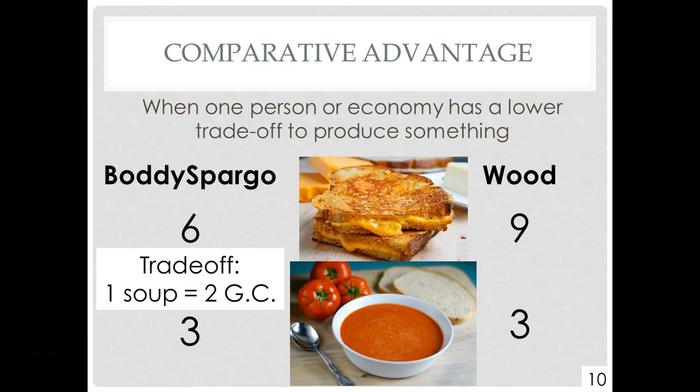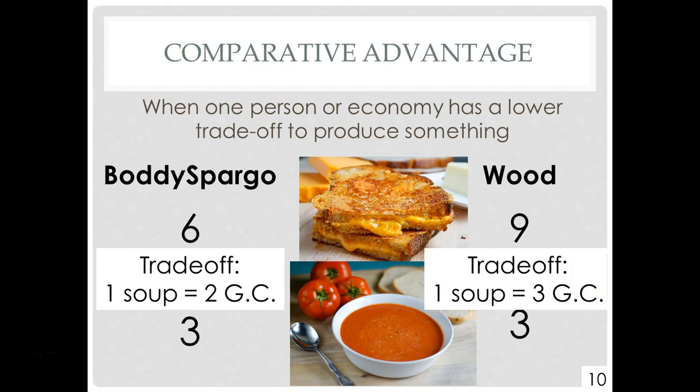Well, if I produce 1 soup, I give up 2 grilled cheeses, right? If I produce 3 soups, I give up 6. So every soup I produce, I give up 2 grilled cheeses. Mr. Wood, for every 3 soups he makes, he gives up 9 grilled cheeses. So that means for every soup he makes, he gives up 3 grilled cheeses.